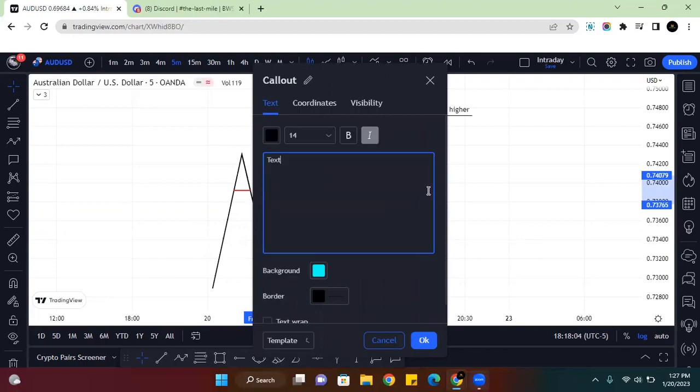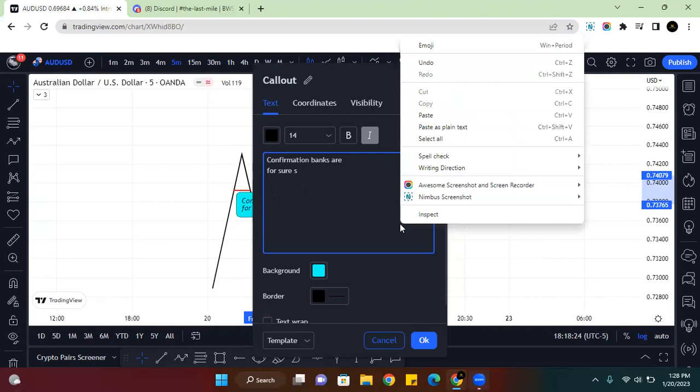I just type it in. I thought I saved the template. Confirmation. Spell today. And if my mouse doesn't want to click itself.